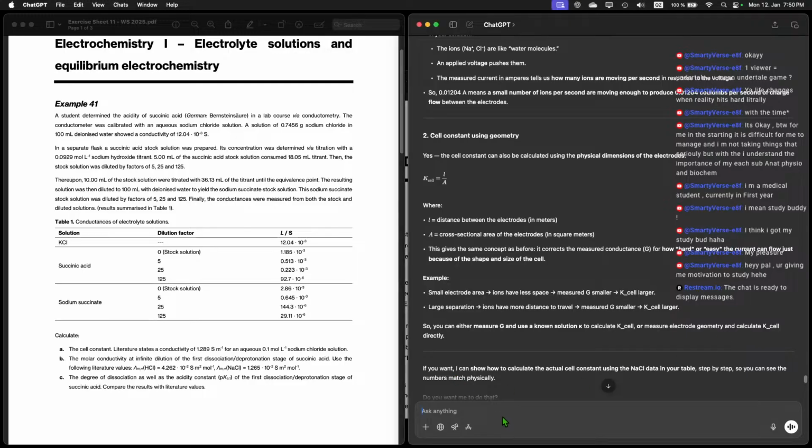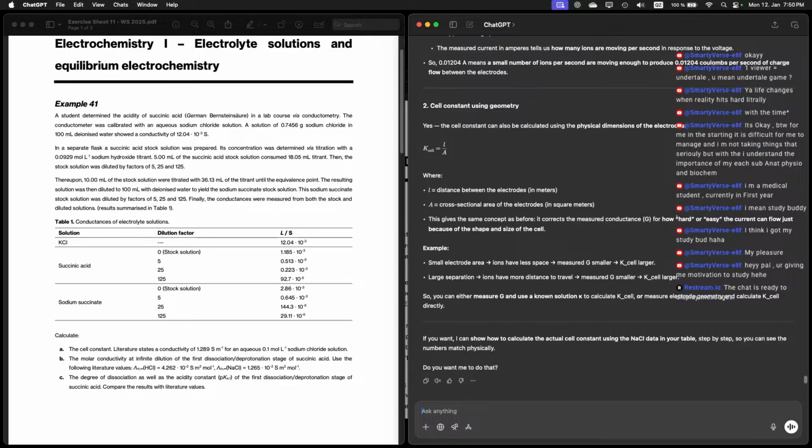Okay, so that means you don't exactly need to know, or the cell constant is not related to the conducting solution.